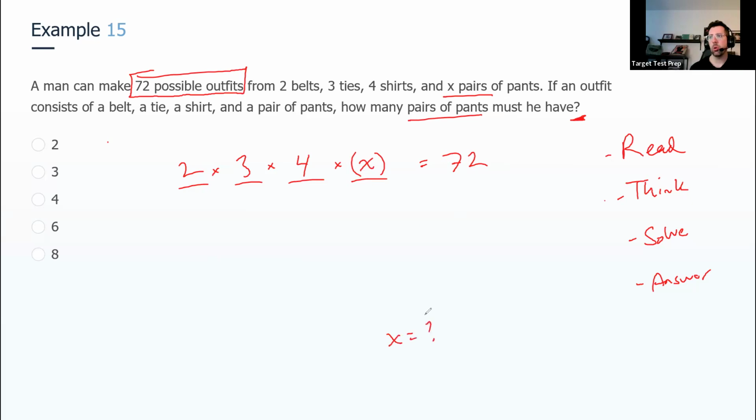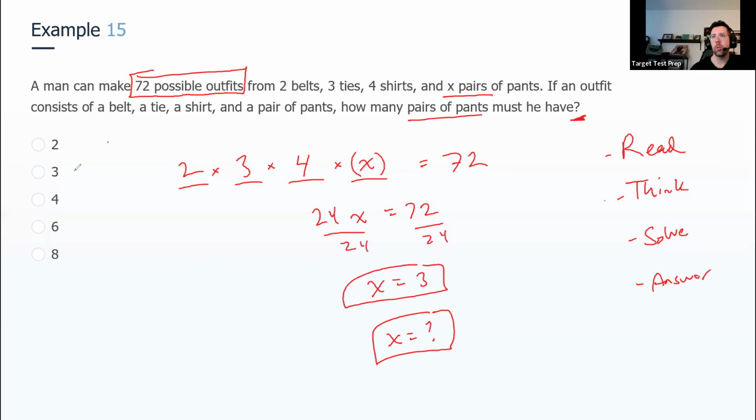Always write down your goal. We are looking for X. So 2 times 3, 6, 6 times 4, 24. So this is 24X equals 72. Divide both sides by 24. X equals 72 divided by 24, which is 3. And that is the right answer.